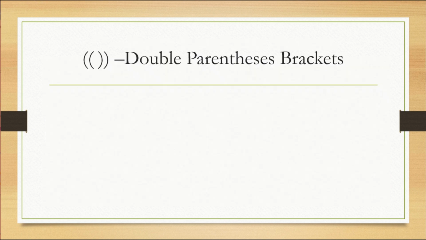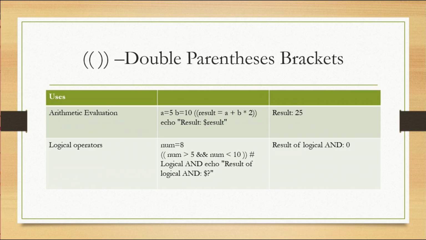That is the fourth. The last one is called the double parenthesis brackets. A double parenthesis bracket is basically used for arithmetic operations. When you want to do any arithmetic operation, you are going to use the double parenthesis brackets. The first use is arithmetic evaluation. For example, A is 5, B is 10. Our result is equal to A plus B times 2. So B is 10, 10 times 2 is 20, plus 5 is 25. Then we echo our result, and the output will be 25.